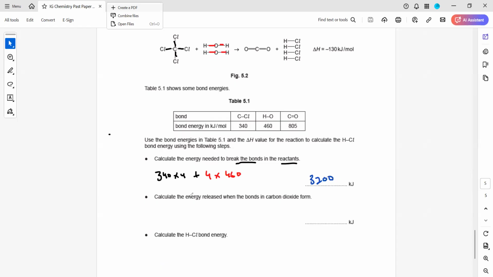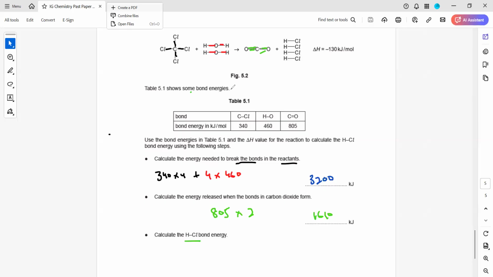The next is calculate the energy released when the bonds in carbon dioxide form. For a carbon-oxygen double bond, this is 1 and 2, so this will be 805, but how many of them? 2 of them. 805 times 2 is 1,610. Now we have to calculate the HCl bond energy.